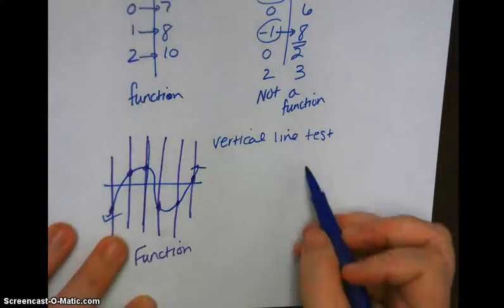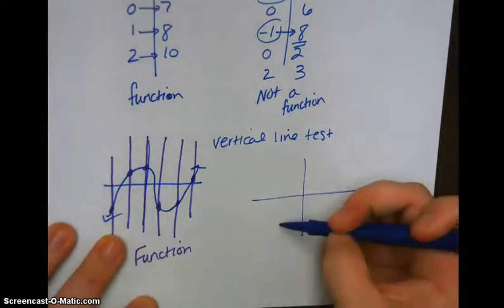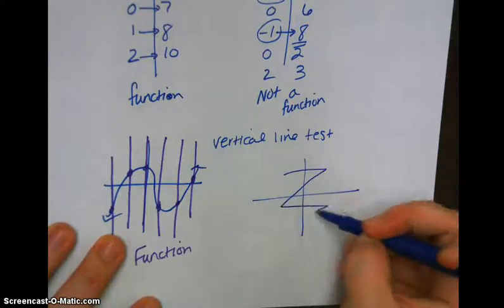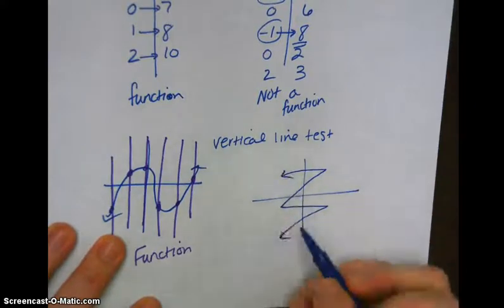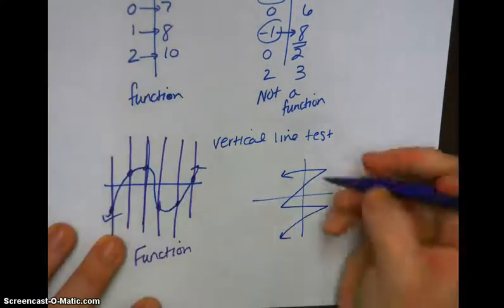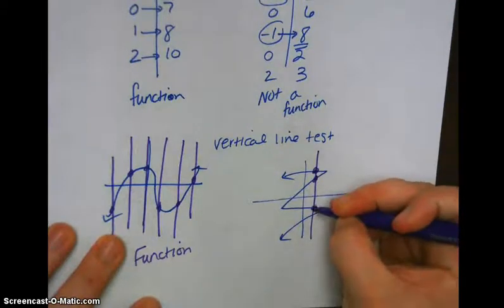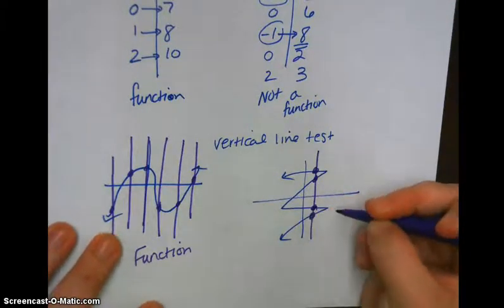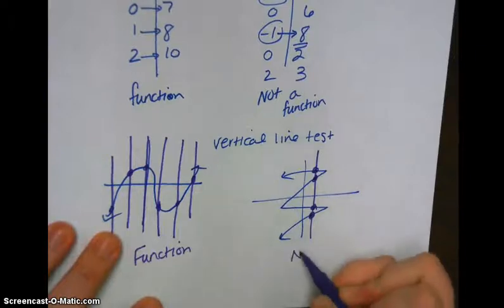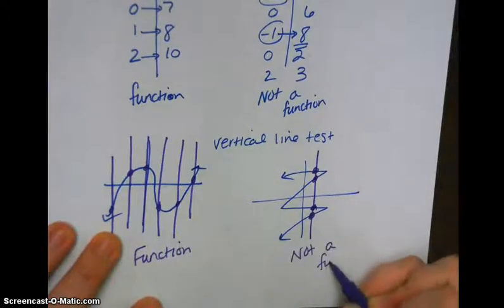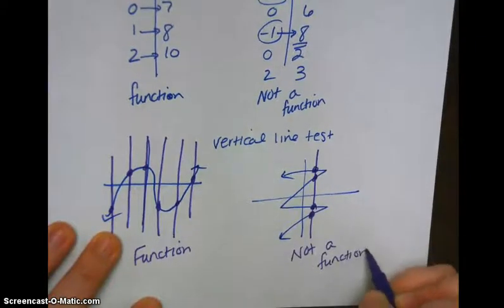Whereas the graph over here, if I draw a vertical line, this vertical line touches the graph at 4 points. It can only touch at 1 point. So this is not a function.